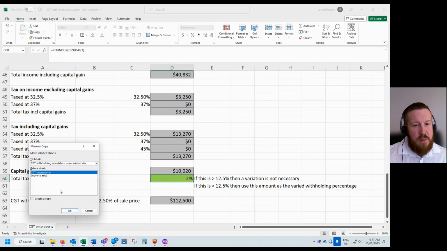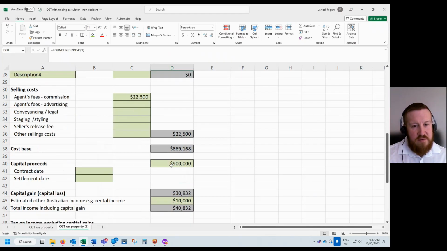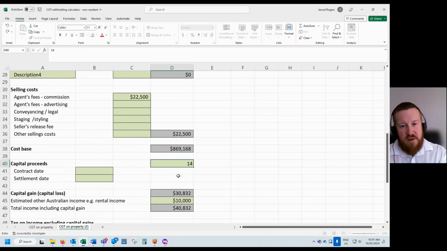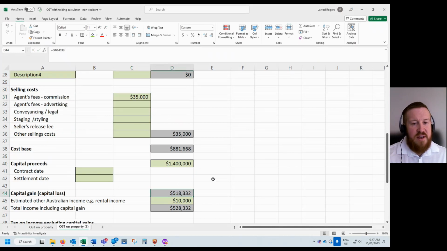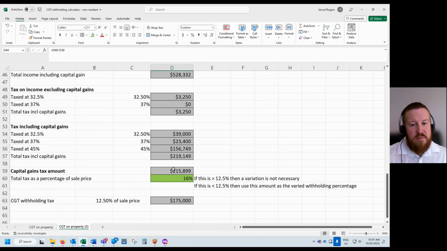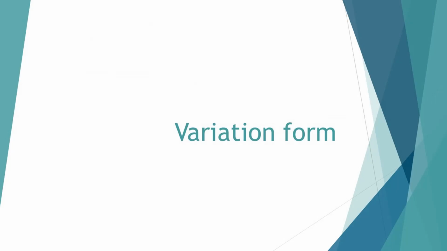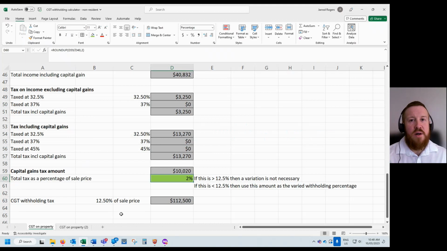Let's do another example. What if we made a much bigger profit on that property? So we'll take the same example, the same purchase cost, but we're going to say we sold it for $1.4 million. Then, even with the selling cost and the purchase cost, we've got a capital gain of $518,000. That's going to be a capital gains tax amount of nearly $216,000, and that's 16% of the purchase price. So you've got a choice to make. Do you pay the 12.5% tax, or do you do a variation form and ask the ATO to allow you to withhold a smaller amount?